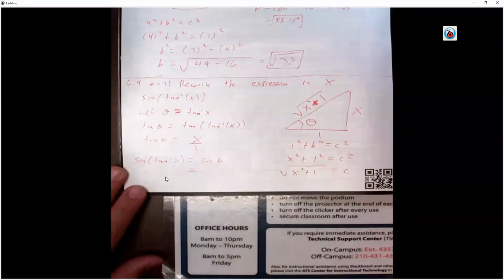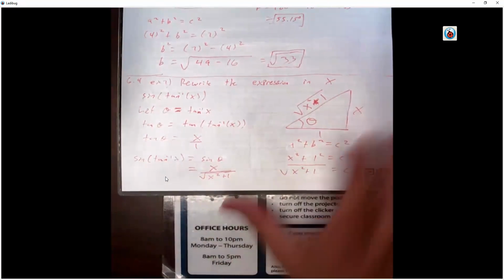So anyway, they're asking about sine. So sine of tangent inverse of x is equal to sine of theta. This is how we defined it. Sine of theta is opposite over hypotenuse. Okay. Any questions on example 7?